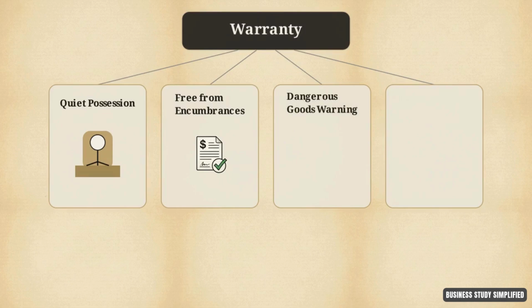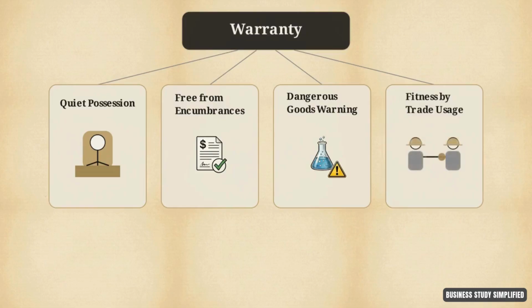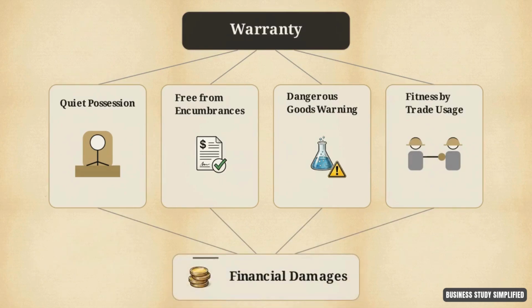Third is the warranty requiring a dangerous goods warning. If a seller distributes hazardous materials, like a corrosive chemical, without clearly labeling the inherent dangers, they become legally liable for any resulting physical or financial damages. Finally, the fourth node represents fitness by trade usage. In many industries, standard expectations are built purely on historical norms. The law enforces these established trade practices as warranties, even if they were never spoken aloud during negotiations.